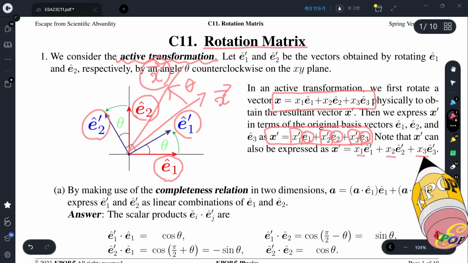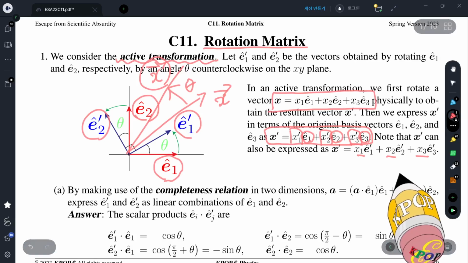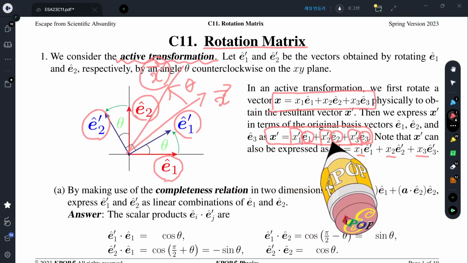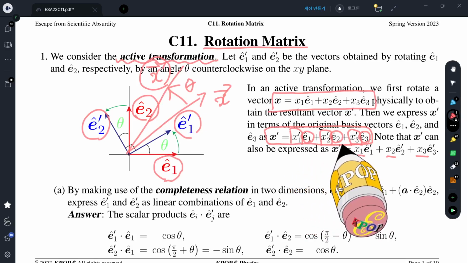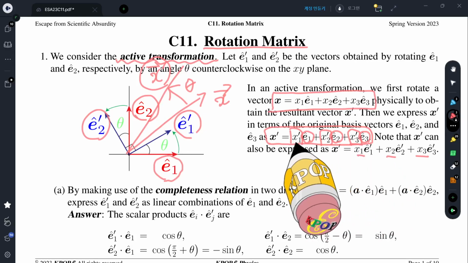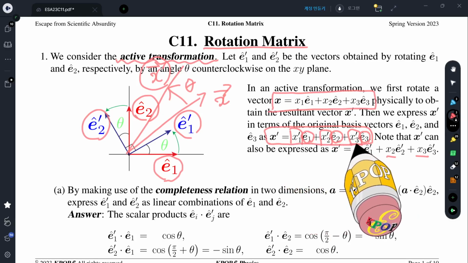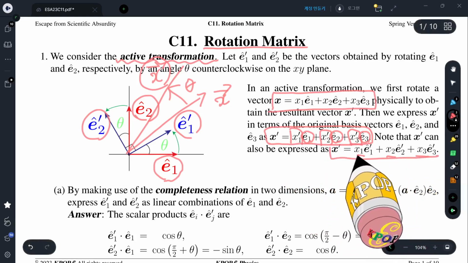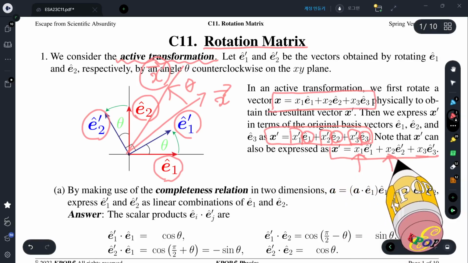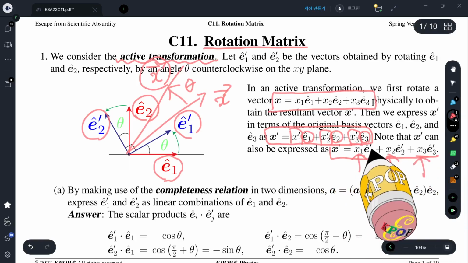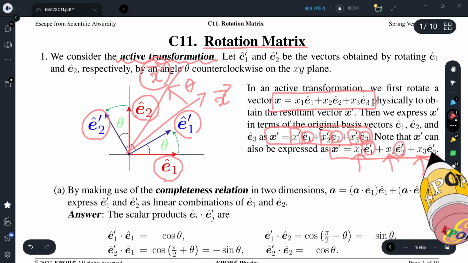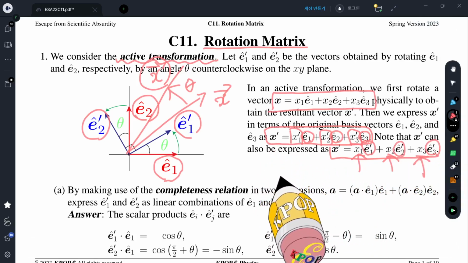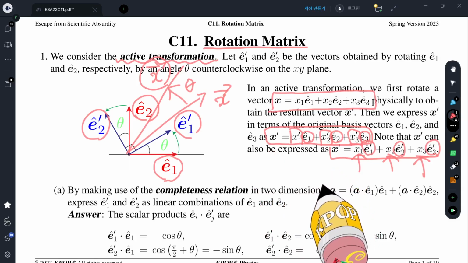So there are two ways of expressing a rotated vector x prime. One is to keep the basis vectors the same and the components different. Another way is to keep the Cartesian components the same but rotate the basis vectors. In any case, the two results must be the same.